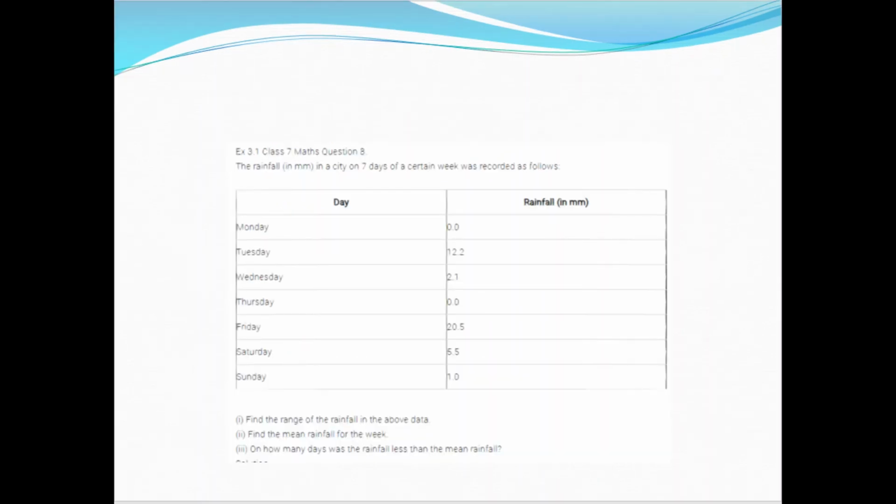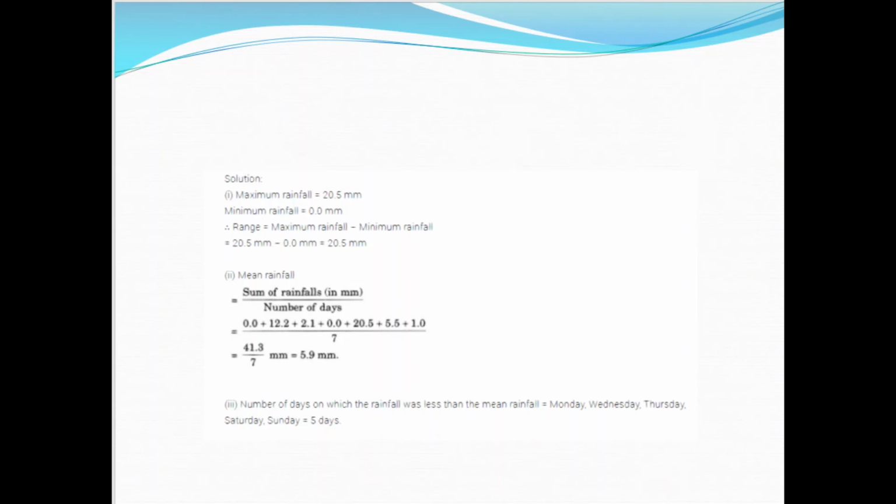Moving to the next question: the rainfall of a city over 7 days in a week. This recording has been given as data for Monday to Sunday. Find the range of the rainfall in the above data, the mean rainfall in the week, and how many days the rainfall was less than the mean rainfall. The maximum value is 20.5 millimeter. The minimum rainfall is 0.0 millimeter. The range is maximum rainfall minus minimum rainfall, so 20.5 minus 0.0, which is equal to 20.5 millimeter.